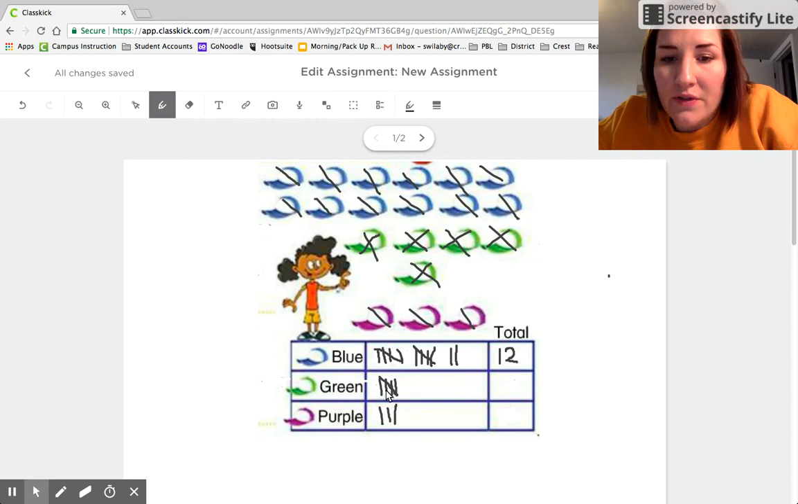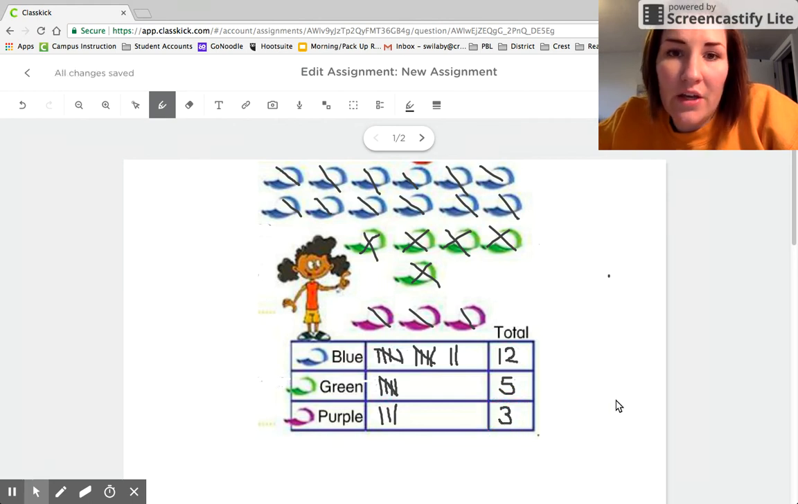So again, going across the row, I see one group of 5. So I write the numeral 5 in the total column. And then finally, we have purple. There were 3 tallies and 3 hats, so I write the numeral 3.